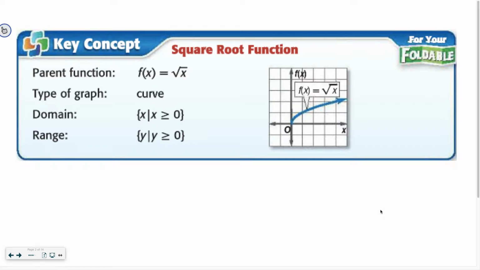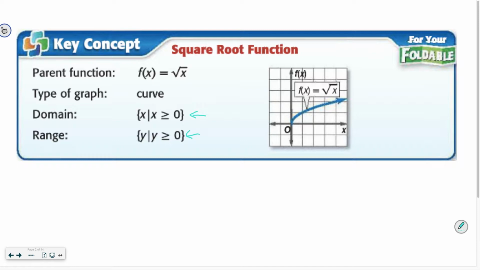So, first let's talk about what a square root function looks like. We have the parent function here, the square root of x. Last chapter, our parent function was x squared. So we're doing the opposite of x squared. We're doing the square root now. So this graph is also curved. Our domain and our range for the standard square root of x is x is greater than or equal to 0 and y is greater than or equal to 0.